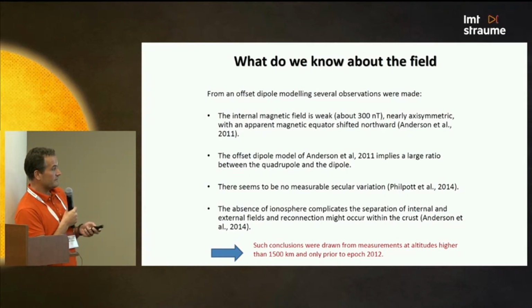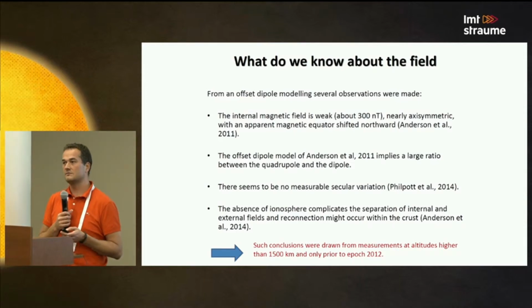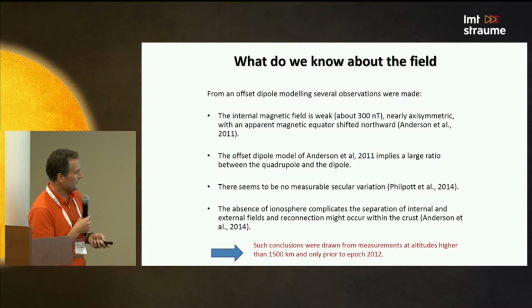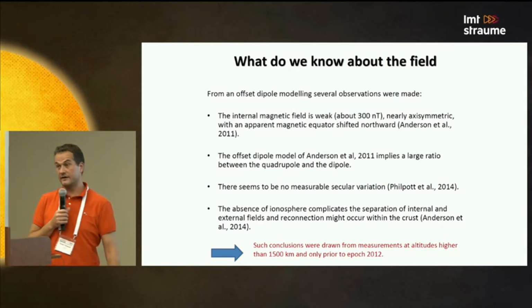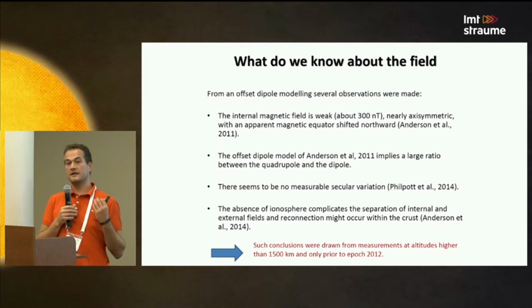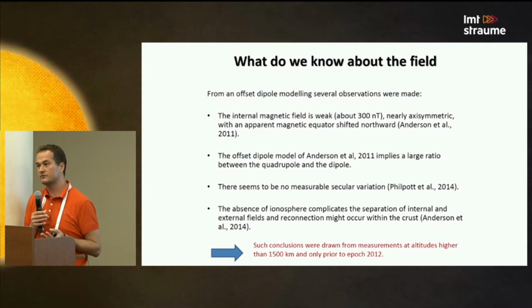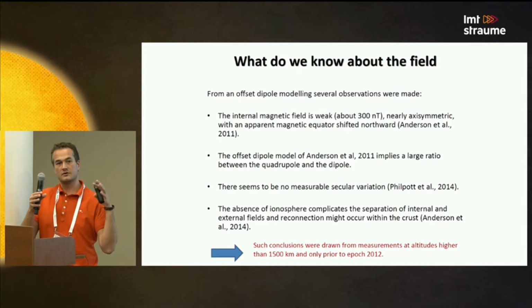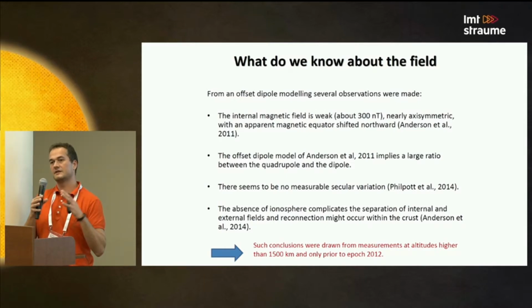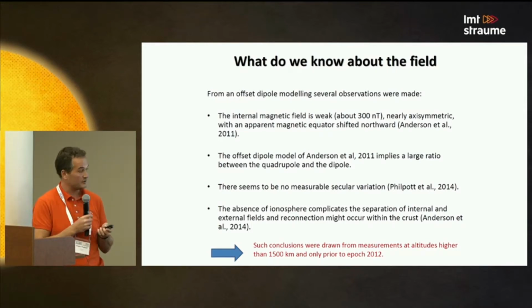And of course we don't have an ionosphere, so this complicates the separation of internal and external fields, as reconnection may occur within the crust, and so far this was the main reason why spherical harmonics was not used. I would like to stress that all these conclusions were drawn from measurements at altitudes higher than 1,500 kilometers. And when you do that, any potential field or any field that is complex will tend to show a kind of dipolar structure. This is the nature of magnetic fields. When you go very far away from the source, you tend to smooth out the small scales and have a large structure. So we wanted to know also if there were some small-scale structures in the magnetic field of Mercury.